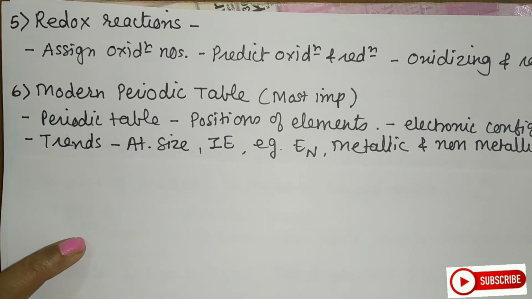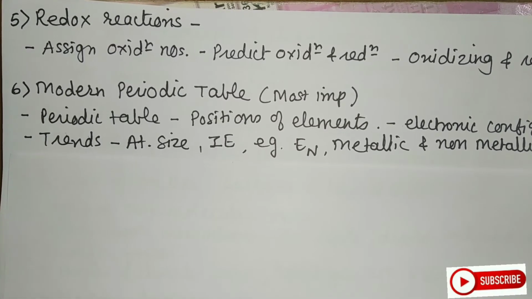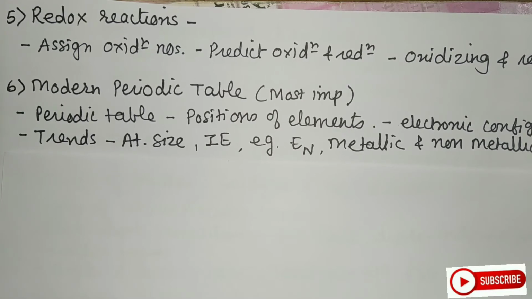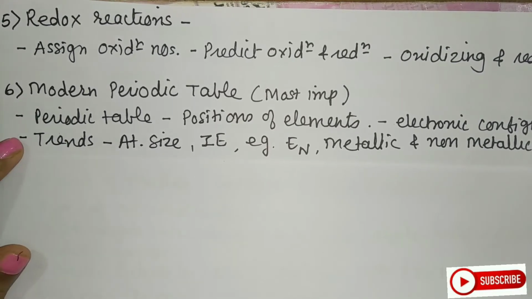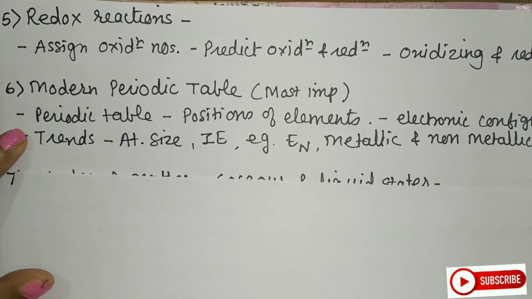Next, you must focus on the trends. What I mean by trends is the atomic size, ionization enthalpy, electron gain enthalpy, electronegativity, metallic and non-metallic character. What happens to those properties when you move from top to bottom in a group or from left to right in a period? This will help you to predict various factors, that is thermal stability, bond dissociation enthalpy for your 12th. So this chapter is very important.